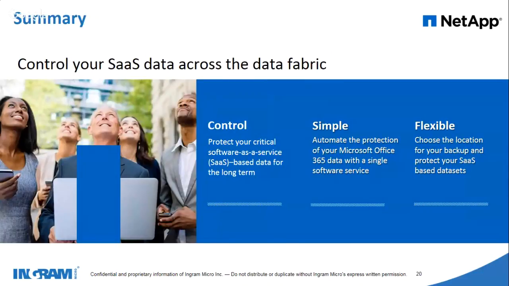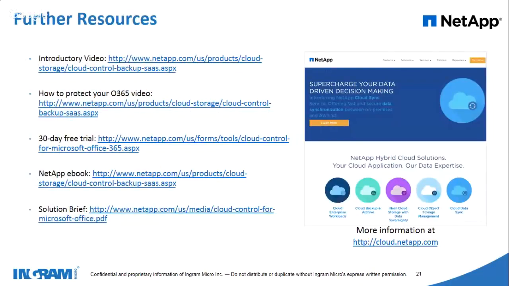So just to summarize, Cloud Control from NetApp offers us a simple, flexible option to take backup of your Office 365. It's automated software, a software as a service offering, which lets you take backup of all your Office 365 data and store it on Microsoft Azure. Next, we will share a slide which has a lot of resources that we have. And before I end the session, I would like to show a quick demonstration of this product.